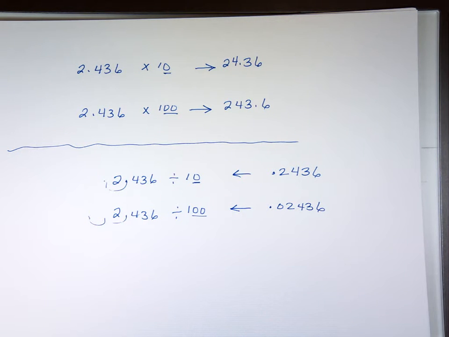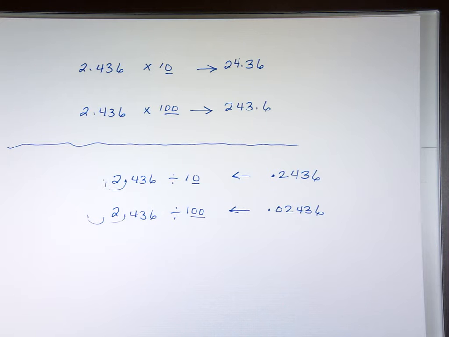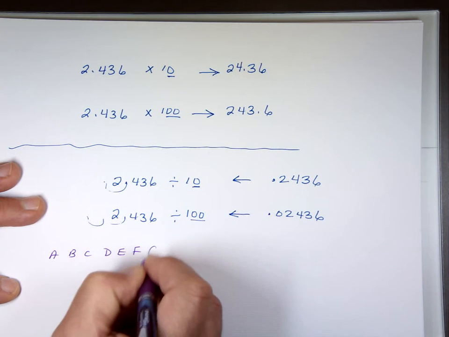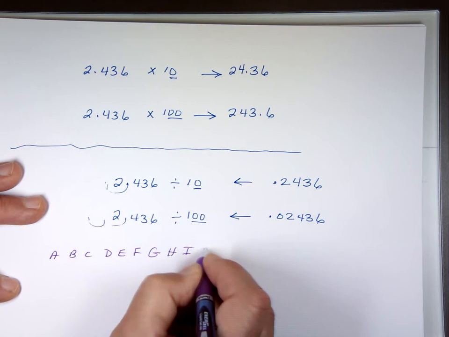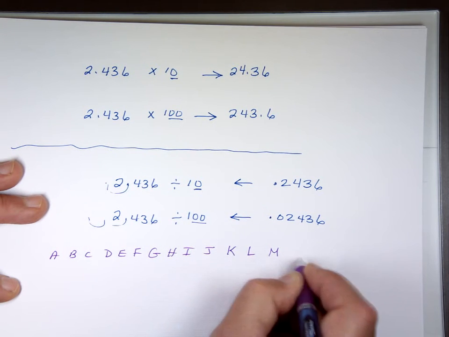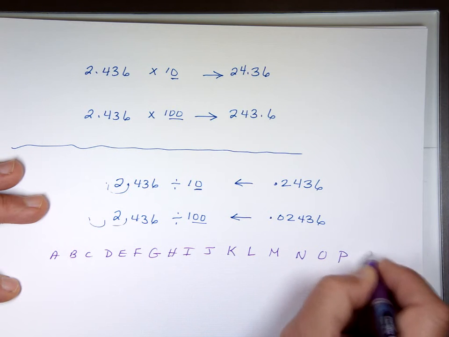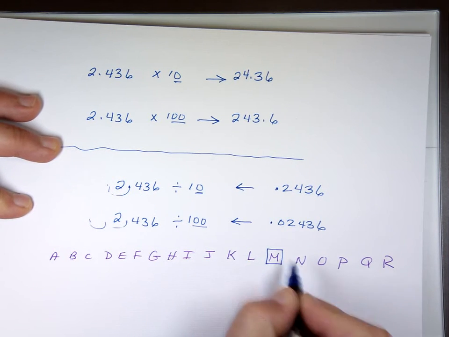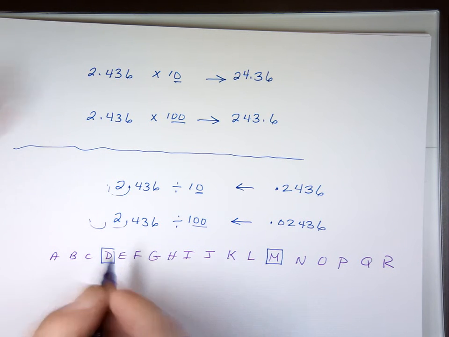Now, what people say to me a lot of times is, how am I supposed to remember which direction to move them? Right, left, which one? Well, I tried to think of a way, and the only thing I can come up with is, let's write the alphabet. A, B, C, D, E, F, G, H, I, J, K, L, M, N, O, P, Q, R, and continue. Who cares about the rest? I'm only interested in 2 letters. M for multiplication and D for division. Can you see them?